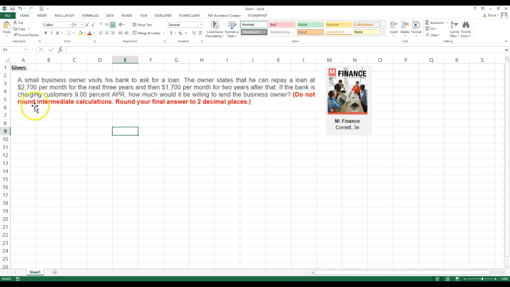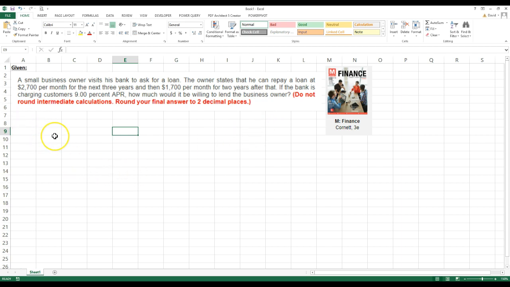Okay, so let's go ahead and read this question. It says, a small business owner visits his bank to ask for a loan. The owner states that he can repay a loan at $2,700 per month for the next 3 years and $1,700 per month for 2 years after that. If the bank is charging a 9% APR, how much would it be willing to lend the business owner?